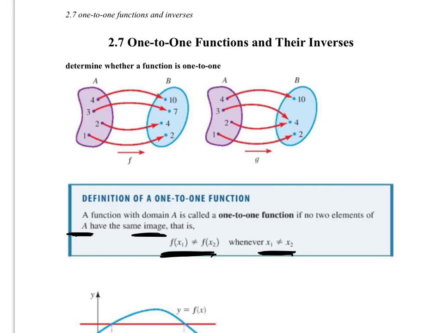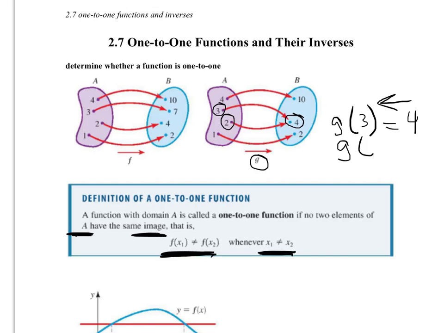the same. So here in this arrow diagram, you can see that the function g is not one-to-one because here are two different x values, 3 and 2, that have the same function value, 4. So we have g of 3 equals 4, and we also have g of 2 equals 4. And that just can't happen with a one-to-one function.